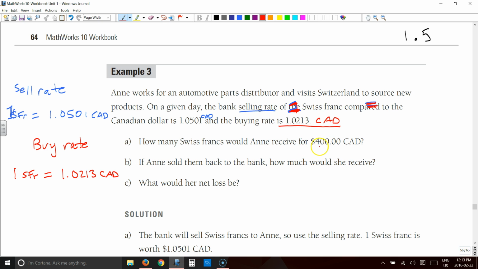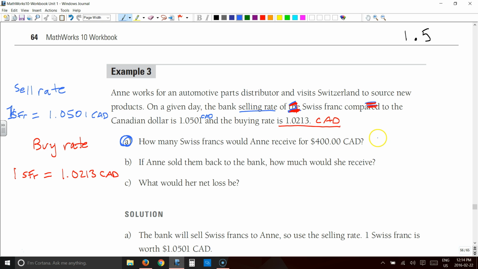She has $400 Canadian in her hand. Let's just look at what's physically happening here. She has $400 Canadian, and she wants to turn them into francs. What does the bank need to do? Does the bank need to sell her francs, or does the bank need to buy francs from her? Well, she's got Canadian, and the bank needs to sell francs to her. So we're going to use the selling rate to do this question.